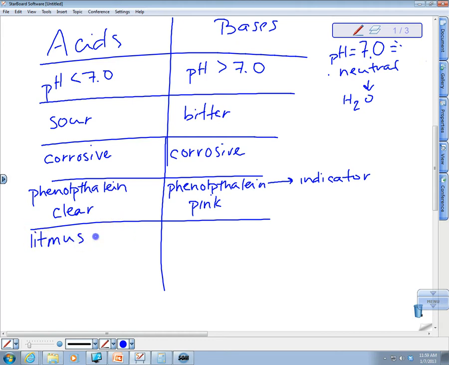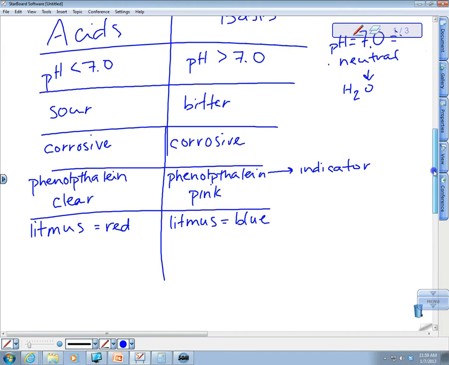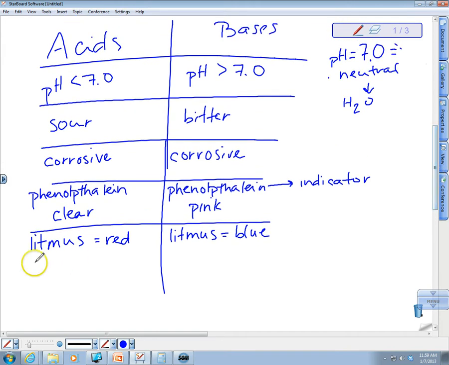Another indicator is litmus. Litmus tends to be red in acids, tends to be blue in bases. Okay, so here's kind of a comparison of acids and bases. Remember that the key thing about acids is that they form hydronium ions.